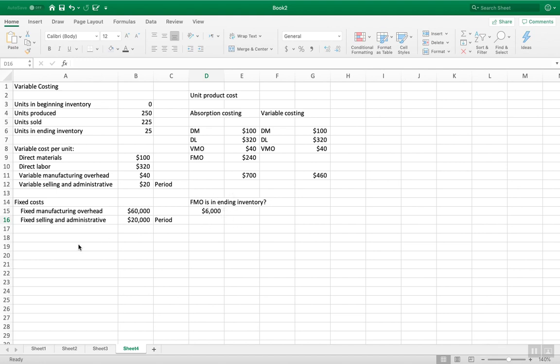Okay, so I've got that information, and now I'm going to continue with this problem, same data, and I'm going to do an income statement, and I'm going to use absorption costing.